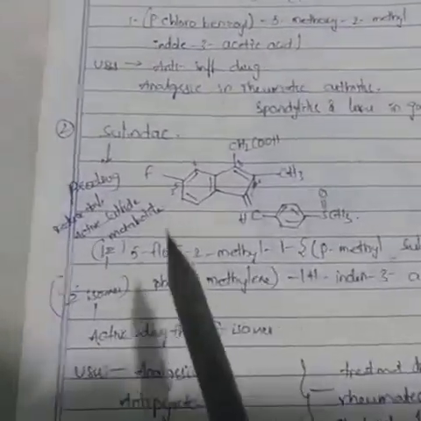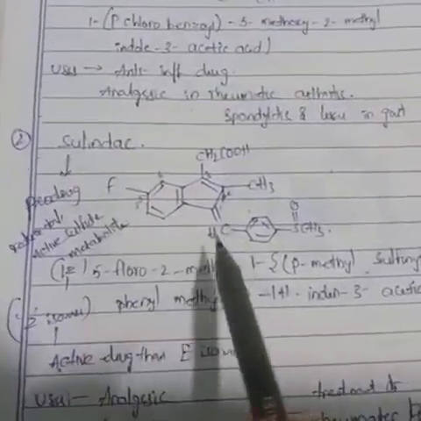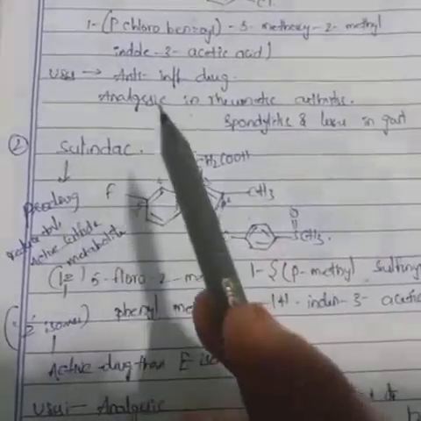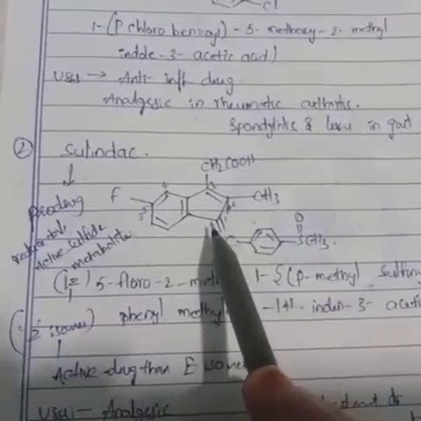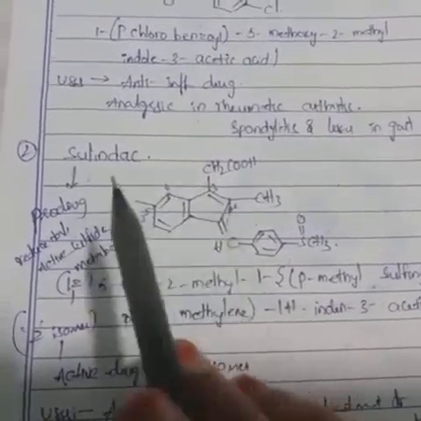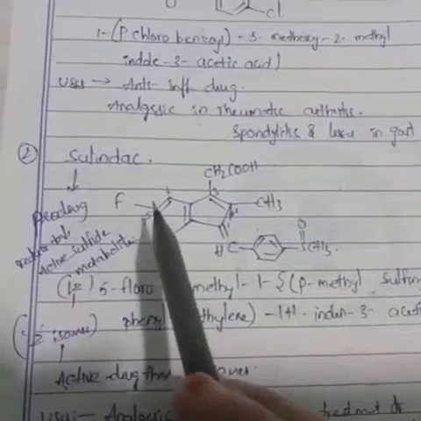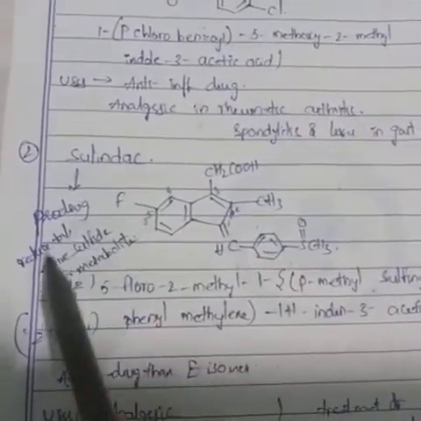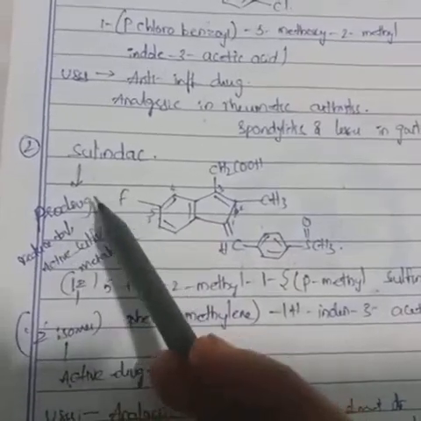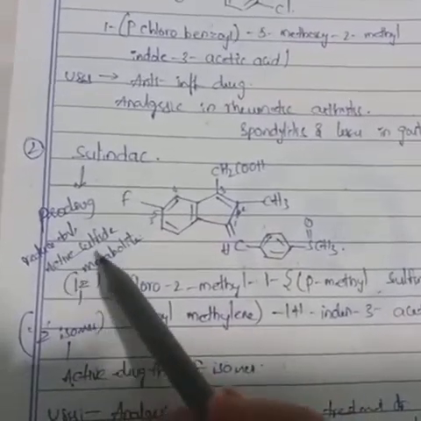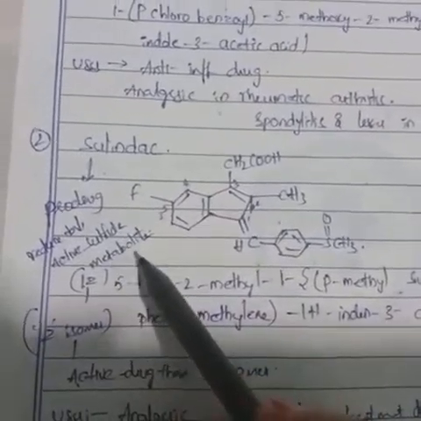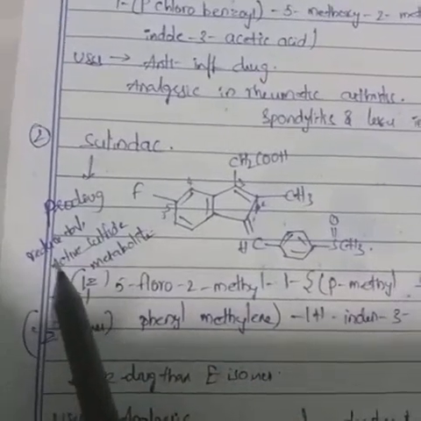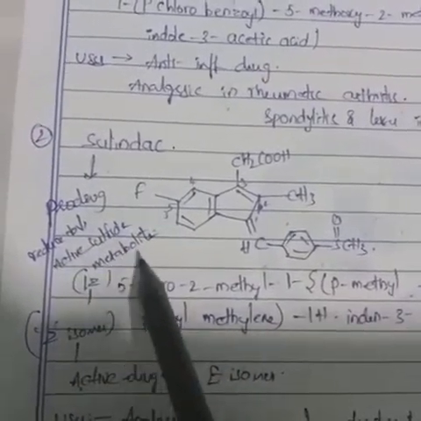The second drug is Sulindac. The structure is this. Here the 5-member ring is there. In Indomethacin the indole ring is there, and here the nitrogen heteroatom is not there. Benzene and a 5-member ring is there. This Sulindac is a prodrug. It undergoes reduction to give the active sulfide metabolite in the body. When this Sulindac is taken, it undergoes reduction to form sulfide metabolite.